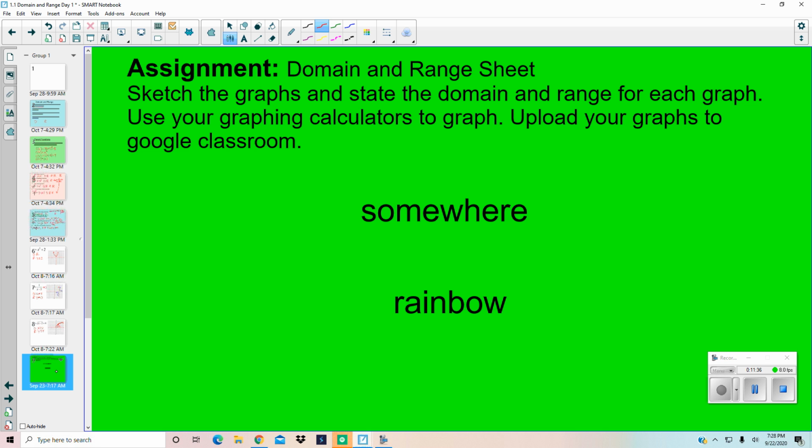So the assignment is going to be a worksheet that's uploaded to Google Classroom. You sketch the graph, state the domain and range for each graph, use your graphing calculator to graph, and then upload your graphs to Google Classroom.